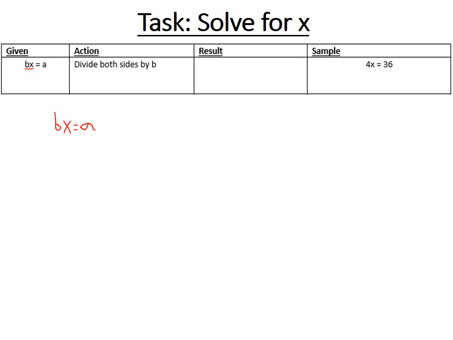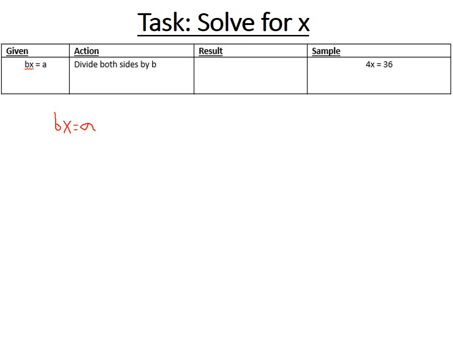What this means is b times x. So the numbers are right next to each other. There's no operation in the middle. Usually when there's no operation in the middle, meaning no plus or minus or anything like that, or line, that means multiplication. So b multiplied by x, our unknown here, is equal to a.